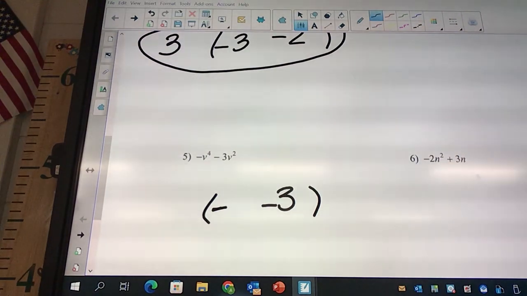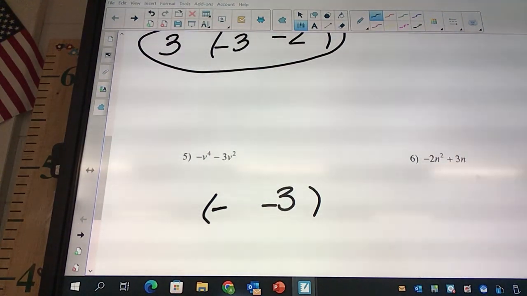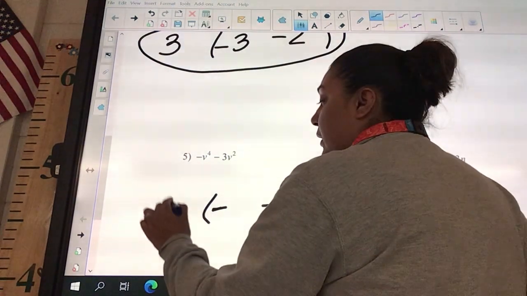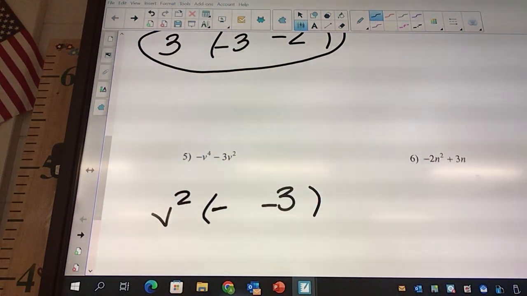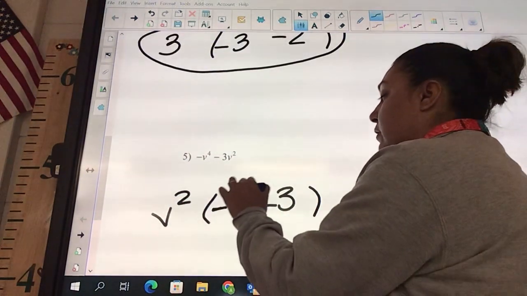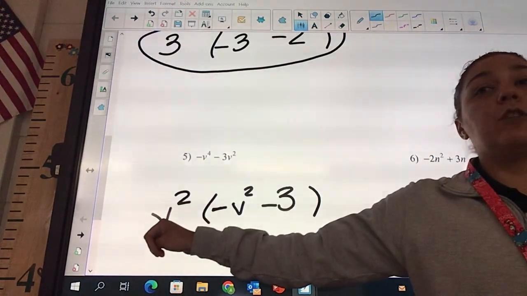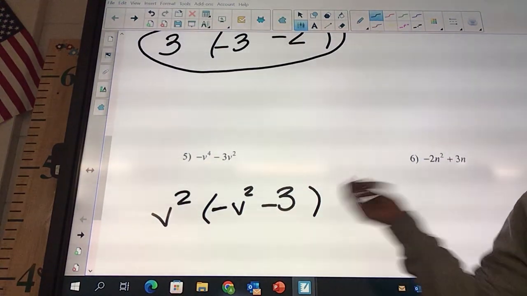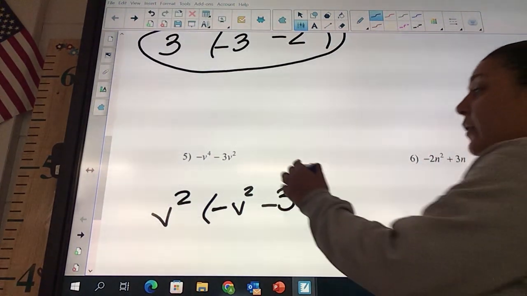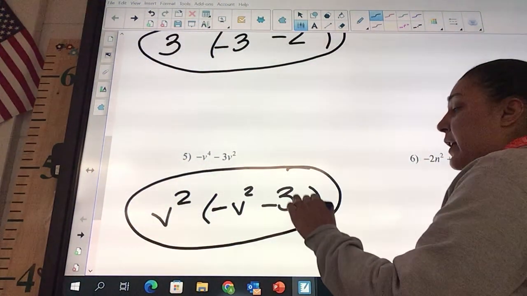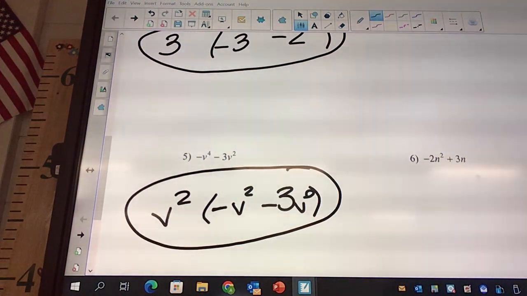Well, what about the letters? I got a 4 and a 2. What's the least amount of letters I can pull? 2. So we're going to put V squared here on the outside. Well, if he had 4 and I took 2, how many does he have left? 2. So you're going to say V squared. If he had 2 and I took 2, how many are left? 0. And what is V to the 0? 1, or nothing. Remember, it kind of cancels. So we're just going to leave it as a 3. Today I'm not going to critique you. If you want to put V to the 0, you're more than welcome to.